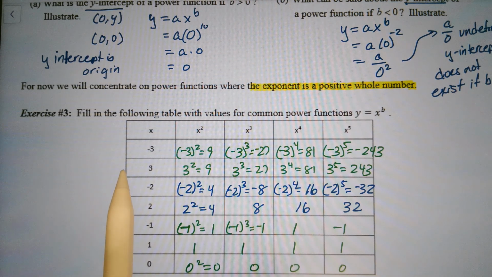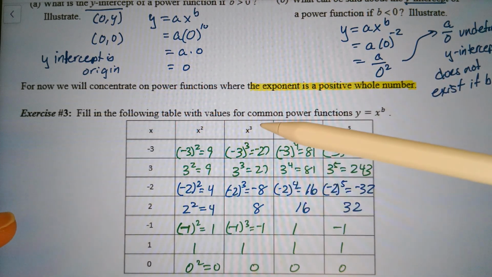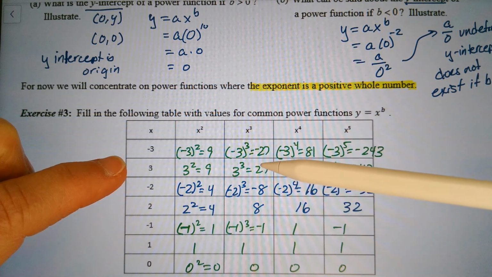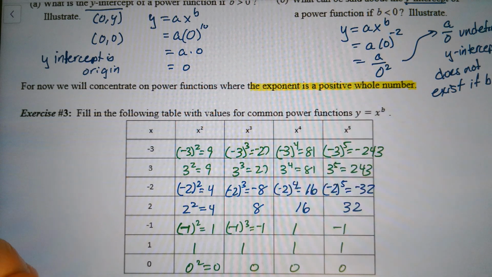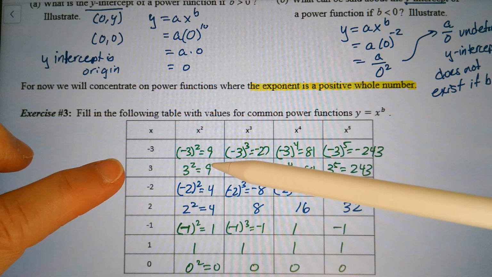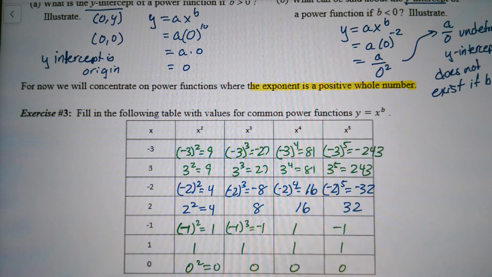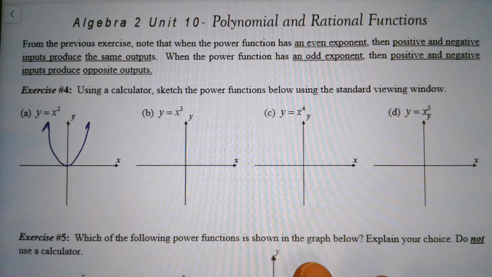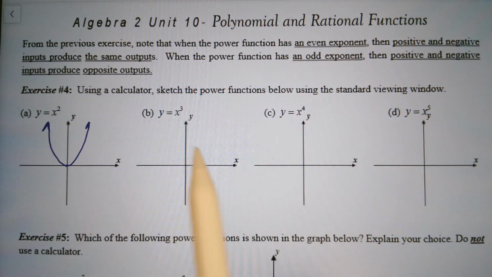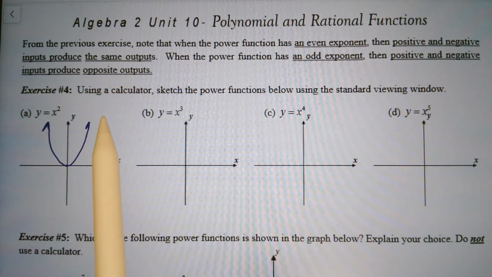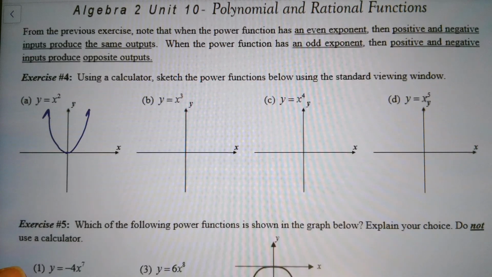We see here when the exponent is odd, positive and negative inputs give opposite outputs. If the exponent is even, positive or negative inputs give the same outputs. And that, I believe, is typed out for us on the top of the next page. Yes, from the previous exercise, note when the power function has an even exponent, the positive and negative inputs produce the same outputs. When the function has an odd exponent, the positive and negative inputs produce opposite outputs.